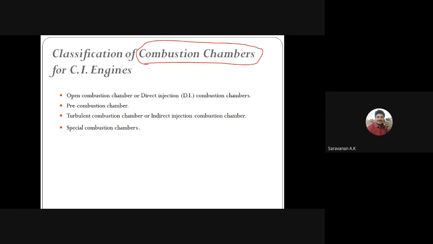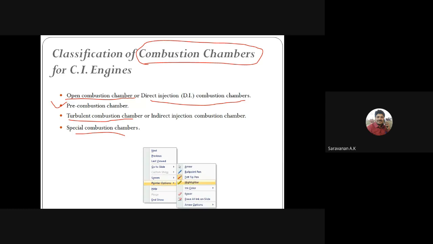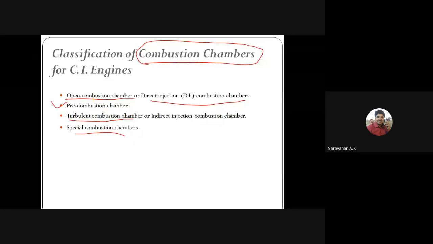So here we have different types of combustion chambers. The first one is the open combustion chamber, or the direct injection combustion chamber, then the pre-combustion chamber, then the turbulent combustion chamber, and special combustion chambers. I already told about the open combustion chamber and the pre-combustion chamber.